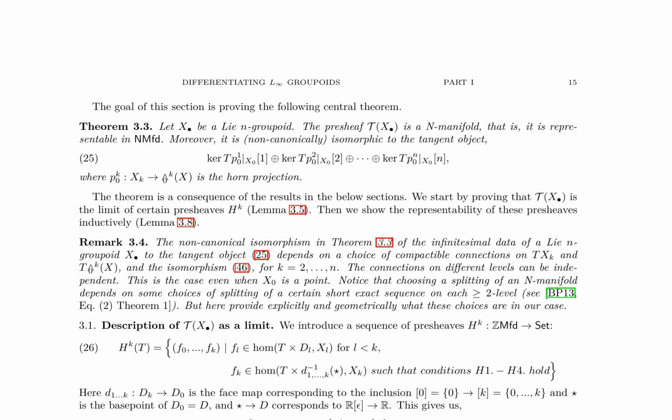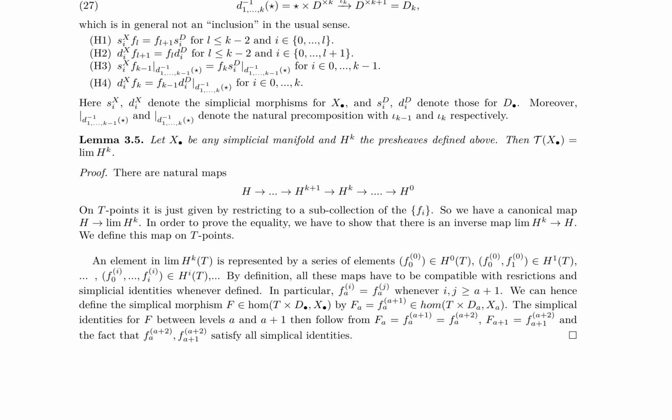The proof of Theorem 3.3 establishes that the presheaf T, X, of a Lie n-groupoid X, is a manifold, representable in NMFD. This involves showing T, X, as the limit of certain presheaves HK. The theorem's non-canonical isomorphism depends on choices of compatible connections. The description of T, X, as a limit involves a sequence of presheaves HK, satisfying specific conditions.